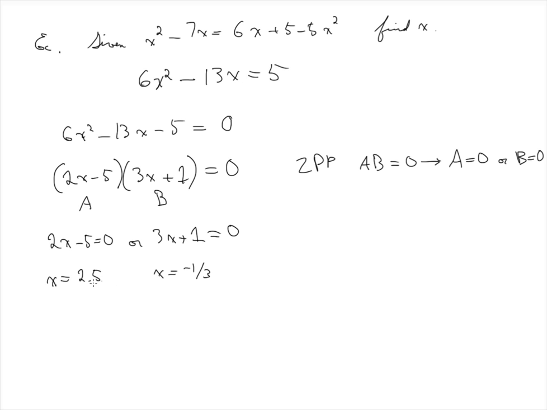So if we plug in 2.5 in all of these four occurrences of x here, then we'll get that the left-hand side is equal to the right-hand side. Similarly, if we plug in negative 1/3, we get left-hand side equals right-hand side, and those are the only solutions. Those are the only values of x which work.